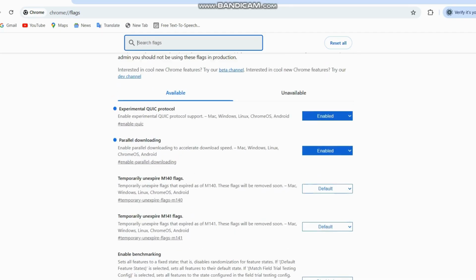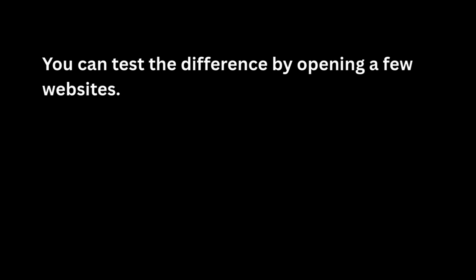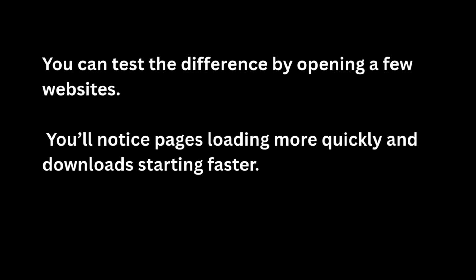After enabling both features, Chrome will ask you to relaunch the browser. Click Relaunch at the bottom, and your new speed settings will be applied. You can test the difference by opening a few websites. You'll notice pages loading more quickly and downloads starting faster.